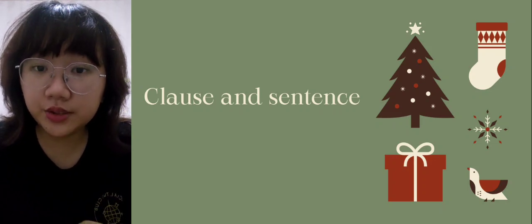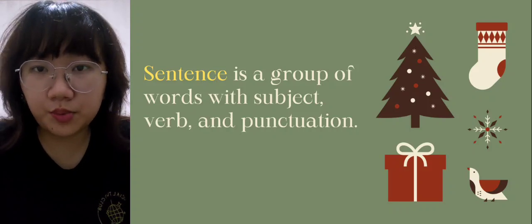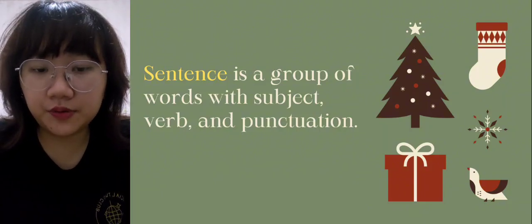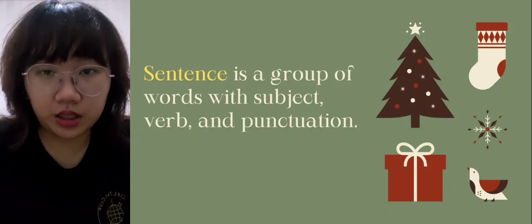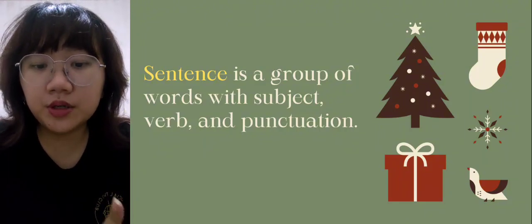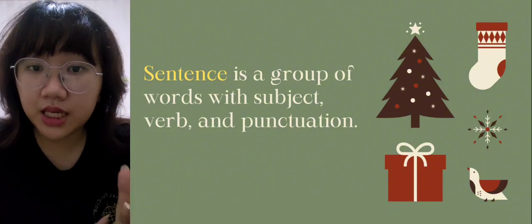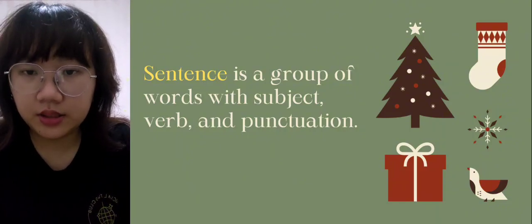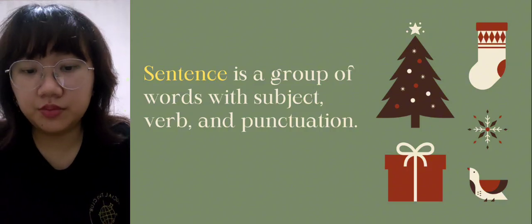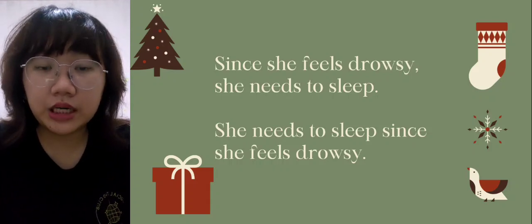Now, we can put these two clauses to the side and we're going to discuss the sentence. A sentence is a group of words with a subject, verb, and punctuation, the proper one, of course. Sentences are divided into two types. The first one is complex and compound. A complex sentence is made up from two different clauses and combined using subordinating conjunctions. Now, if you remember the clauses before, we can use these two clauses to make a complex sentence, since the dependent clause there already has a subordinating conjunction.